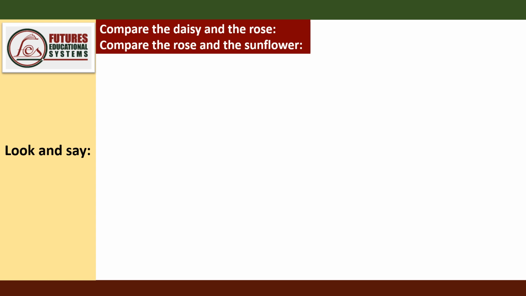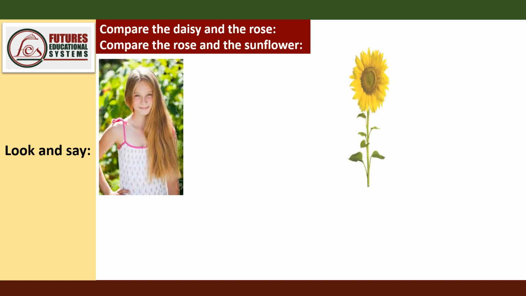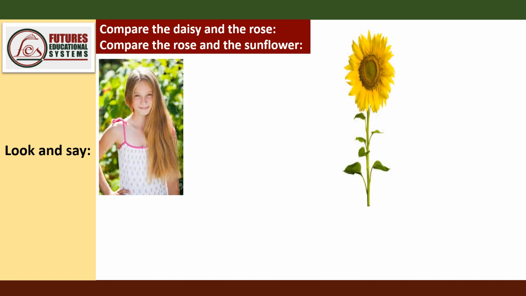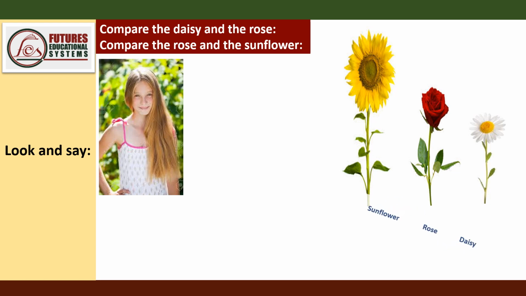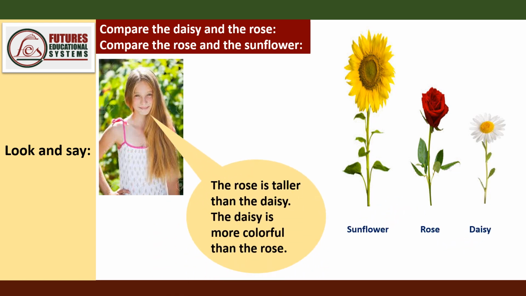Now look and say, we're going to compare the daisy flower and the rose flower, and then compare the rose flower to the sunflower. This is the sunflower, and this is the rose flower. And finally, we have the daisy flower. Okay? The rose is taller than the daisy, and the daisy is more colorful than the rose. Can you make other sentences using the comparative form?